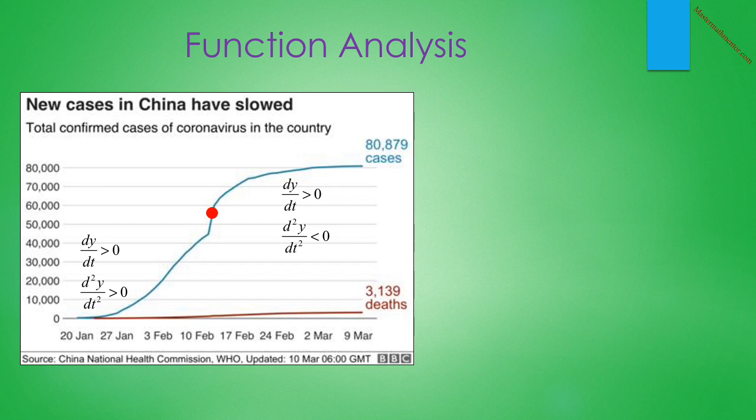This happened in many U.S. states as well, and people became less careful, and another inflection point was reached, and the curve became concave up again. The headline should really read, "The growth of new cases in China has slowed." This is really saying that the growth of new cases, dy dt, is negative, or the second derivative of y with respect to t is less than 0.